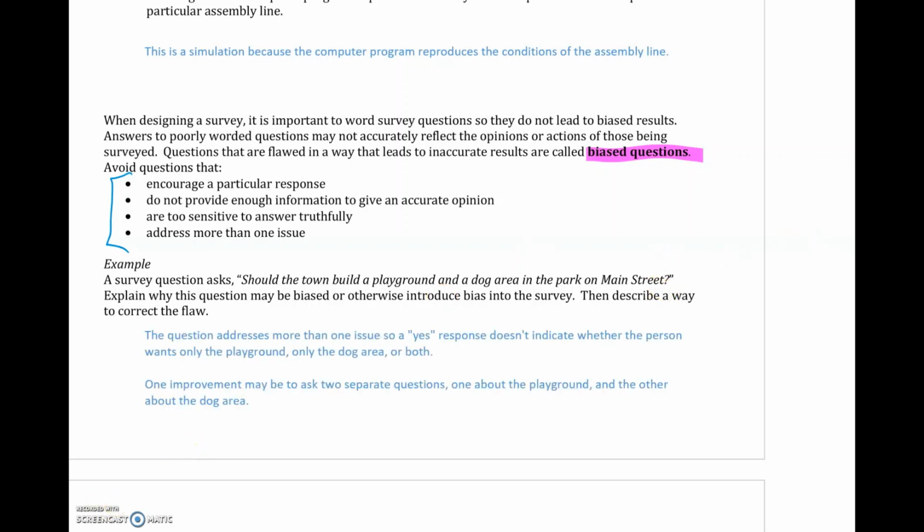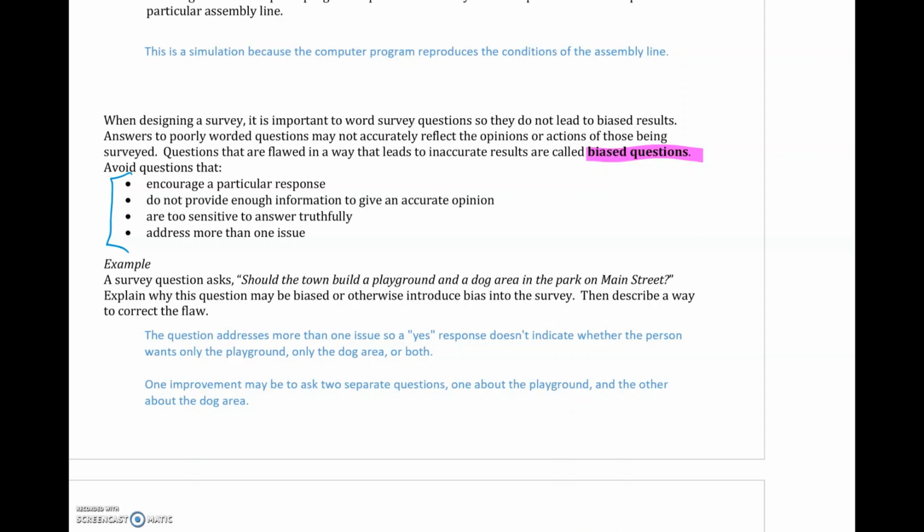So there you go. When you're trying to determine if you've got a biased question, try to at least go through those four bullet points. See if it's eliciting a specific response, see if it has not enough information, is too sensitive, or addresses more than one issue.